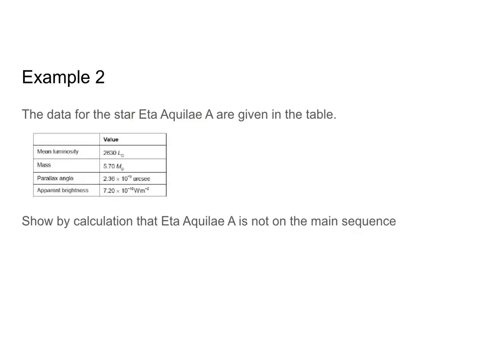So let's go ahead and take a look at my second example. The data for the star Eta Aquilinae A are given in the table. So we have the mean luminosity, the mass, the parallax angle, and the apparent brightness. We need to show by calculation that Eta Aquilinae A is not on the main sequence. So I know that the luminosity of Eta Aquilinae A divided by the luminosity of the sun is equal to the mass of Eta Aquilinae A divided by the mass of the sun to the 3.5.